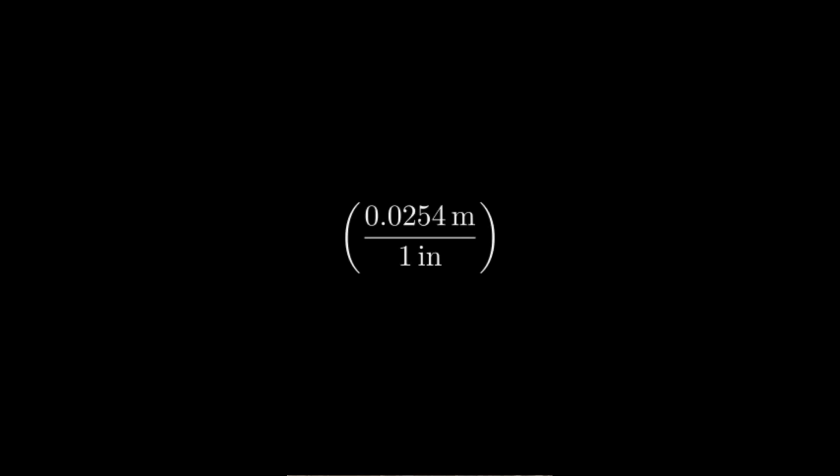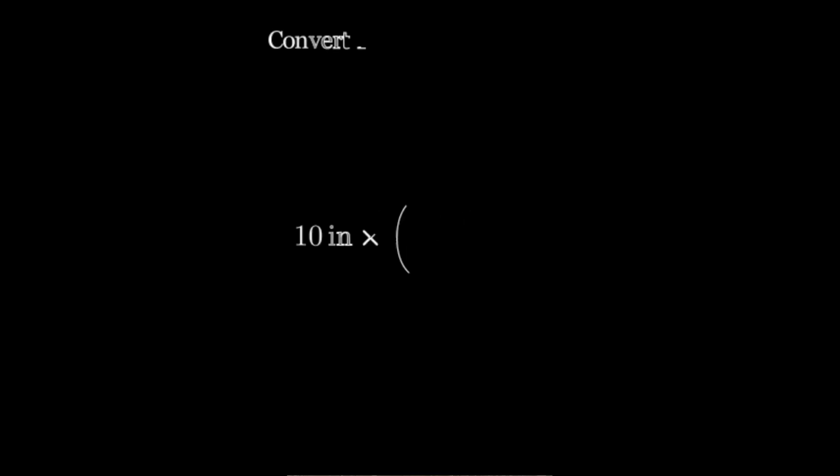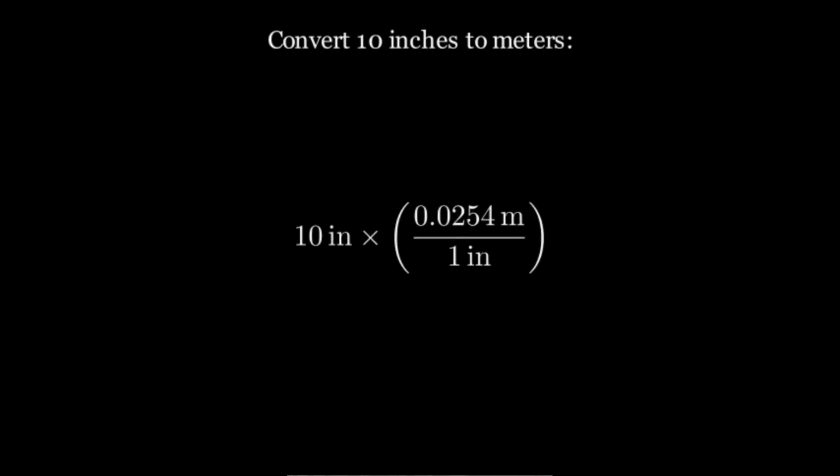There are 0.0254 meters in 1 inch. So we use this conversion factor. Convert 10 inches to meters. The answer is 0.254 meters.